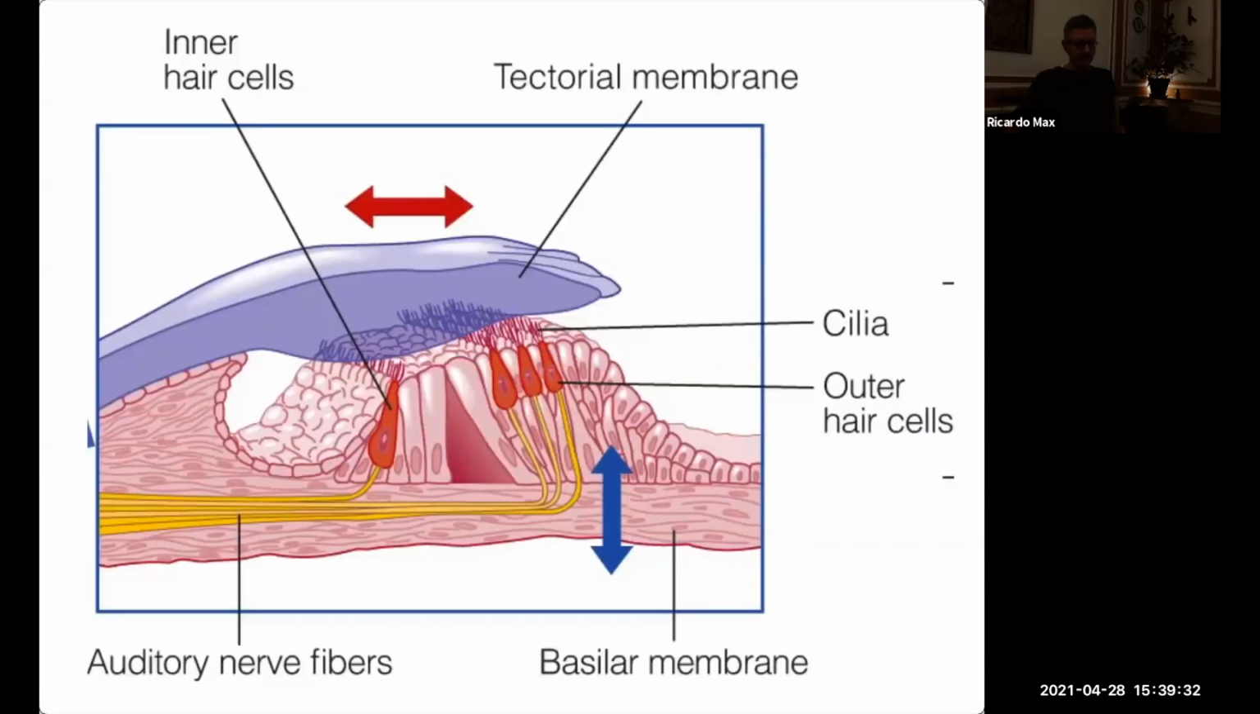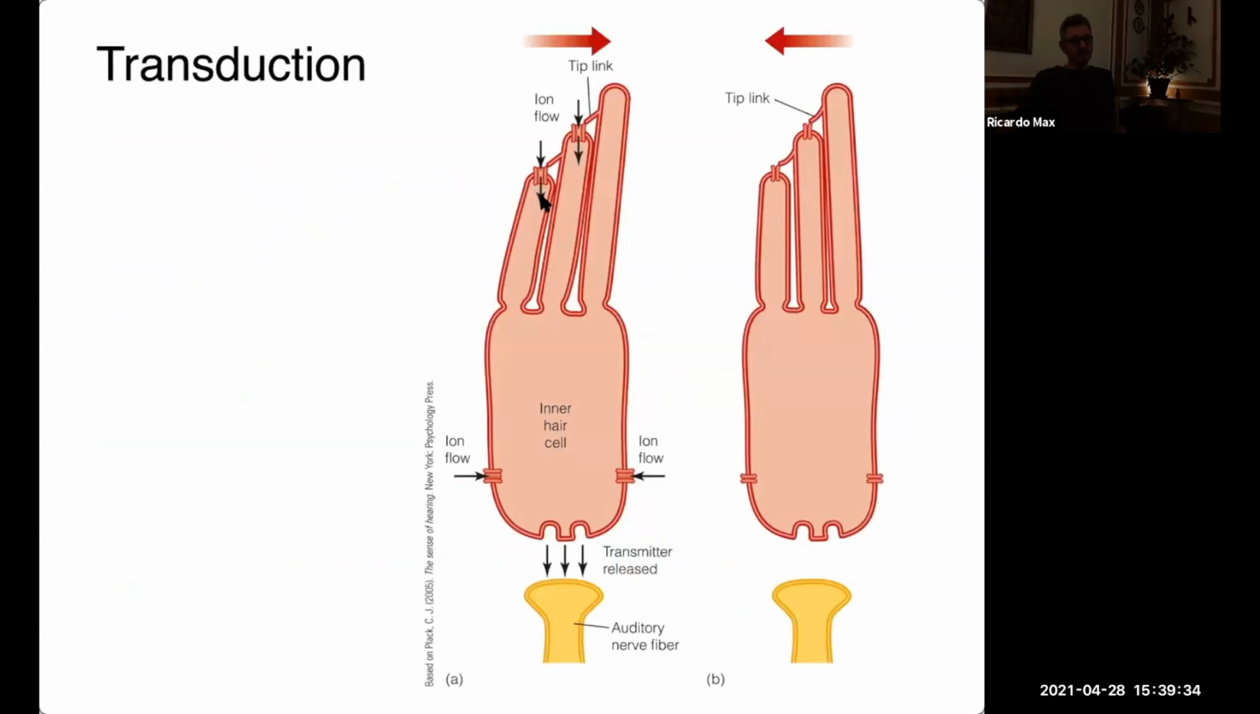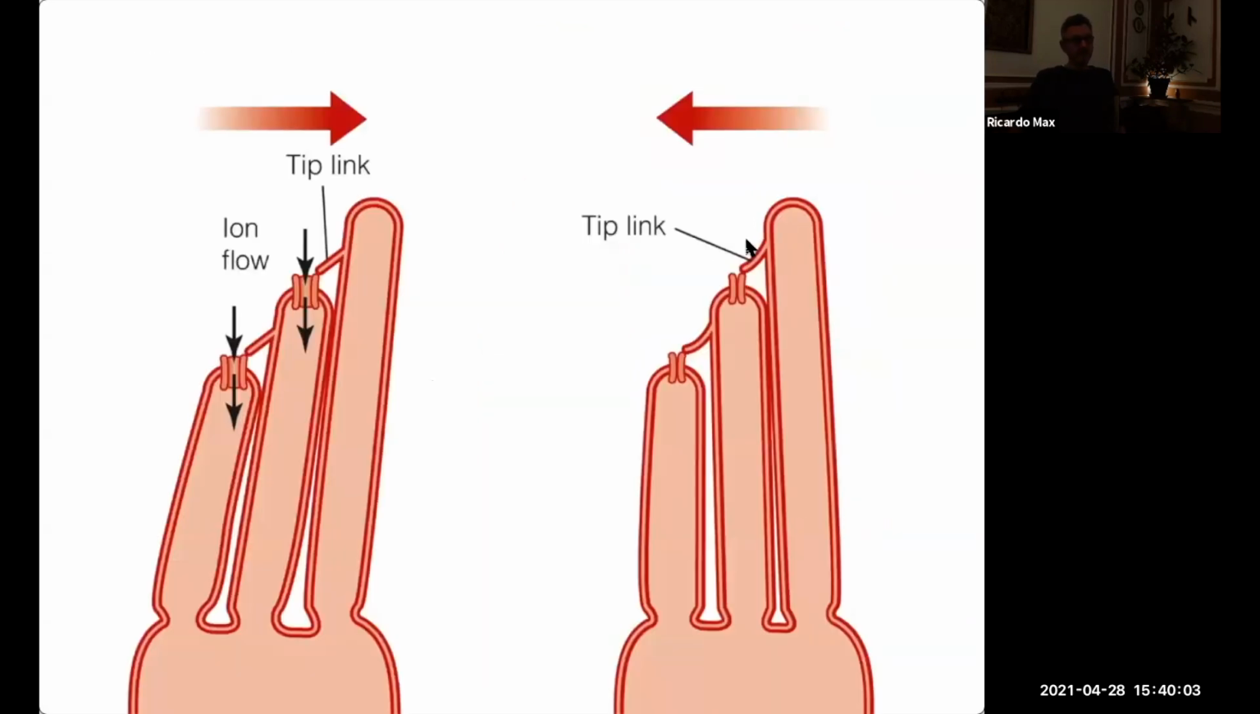Here we can see it better. These are the cilia on the top of each hair cell. These are inner hair cells. And they are connected by tip links, and whenever they are tilted, they stretch these channels that let ions enter inside the cell, which results in the cell firing. And here we can see it better.